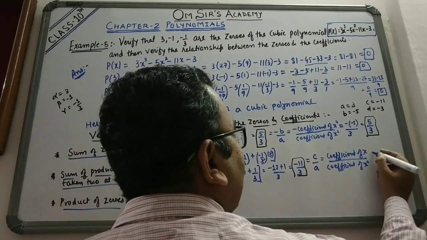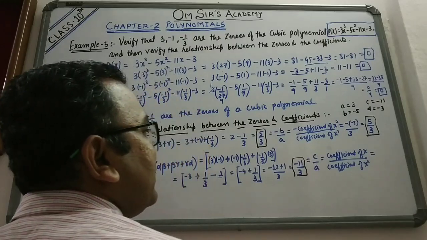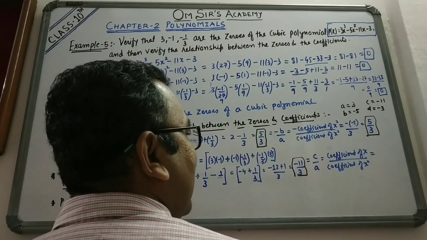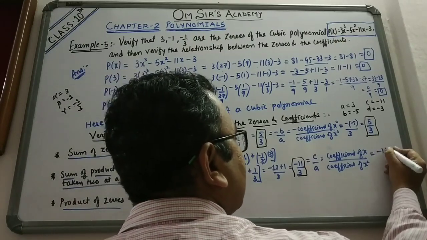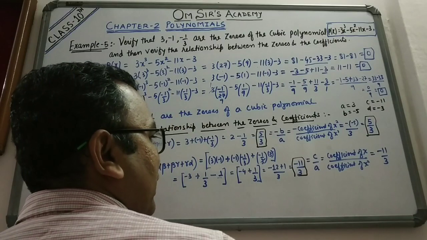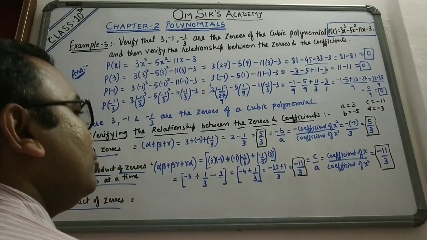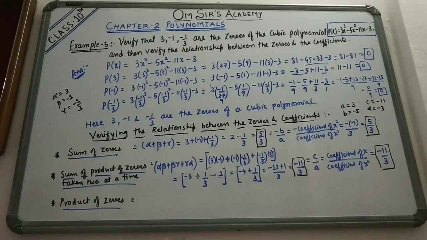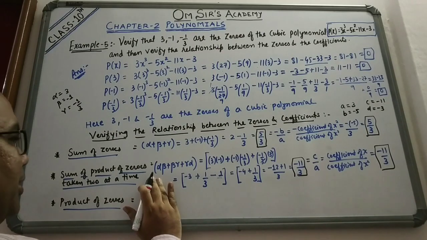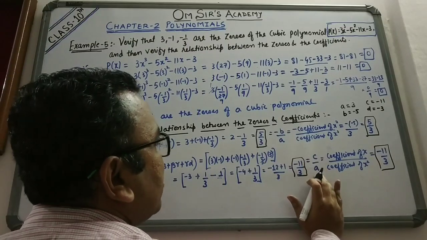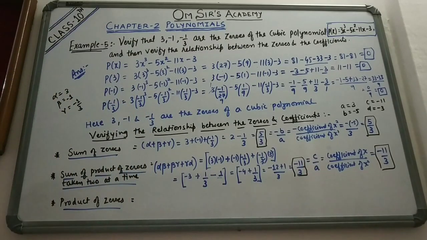Okay, friends. So that is equal to, what is C? C is minus 11 and A is 3. So that is equal to what? Again minus 11 upon 3. And hence here this minus 11 upon 3 is equal to minus 11 upon 3. So my relationship is verified. Is it clear? So alpha beta plus beta gamma plus gamma alpha will be equal to what? C upon A.